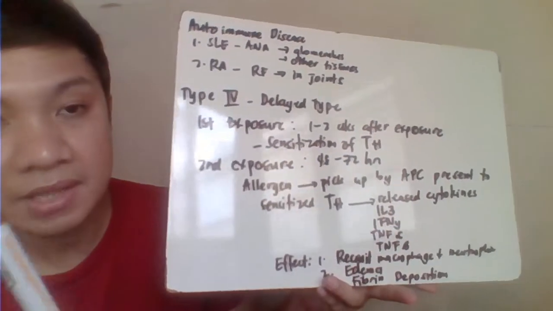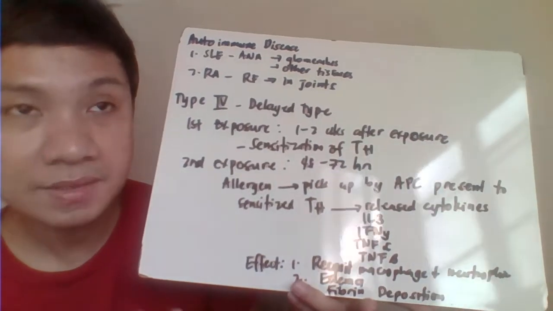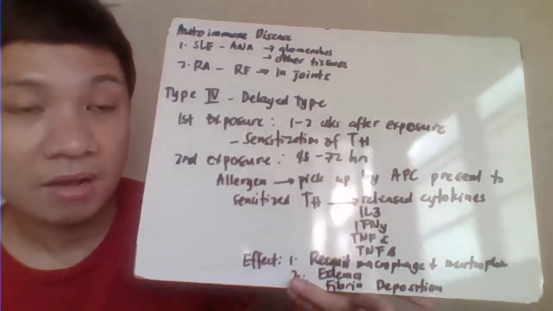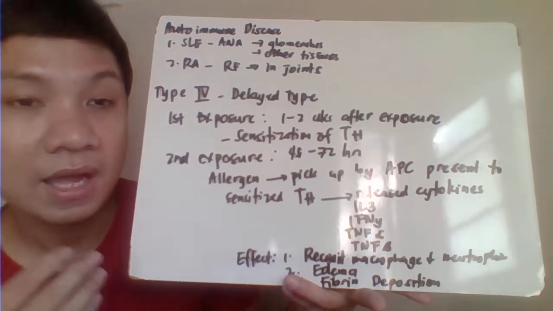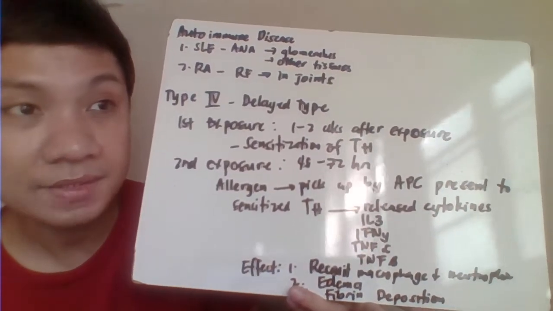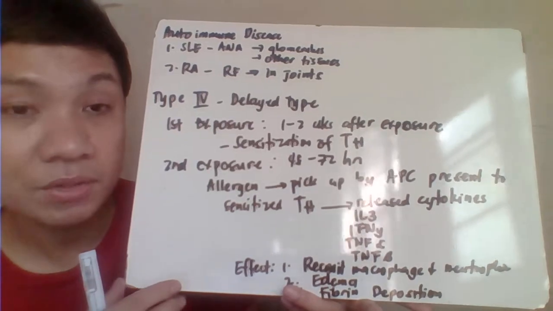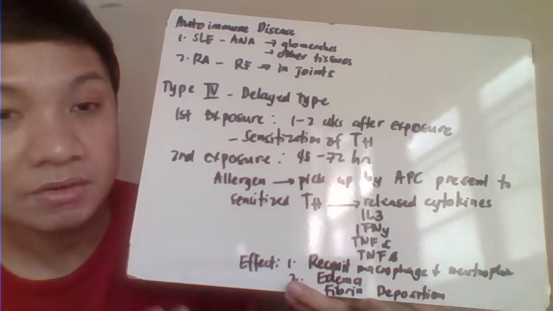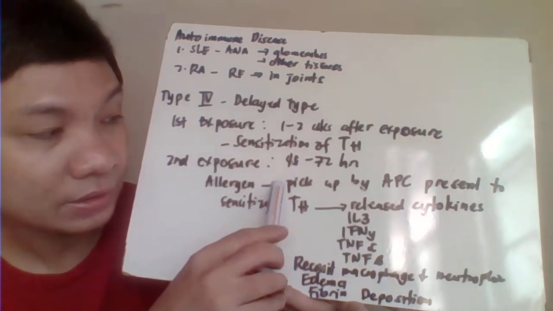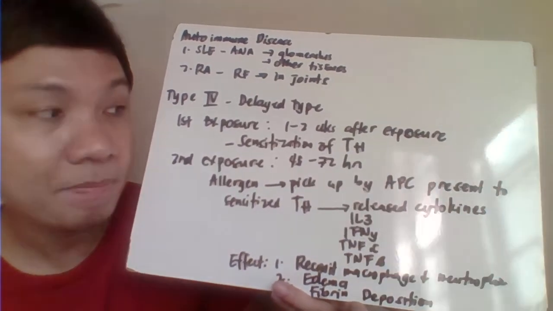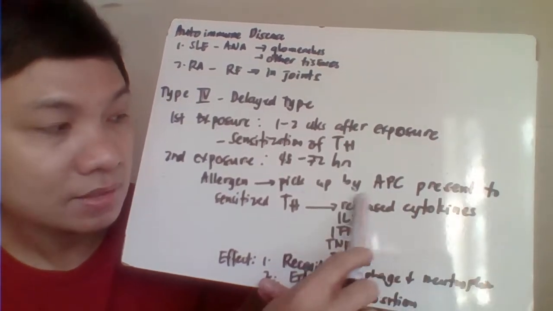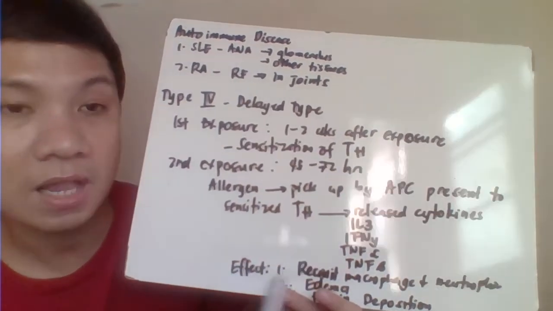Next we have the second exposure. The second exposure primarily occurs 48 to 72 hours after the entry of the same antigen or allergen that triggered the sensitization of your T helper during the first introduction. The antigen that enters your body will be picked up by your antigen presenting cell, which presents the allergen to your sensitized T helper.